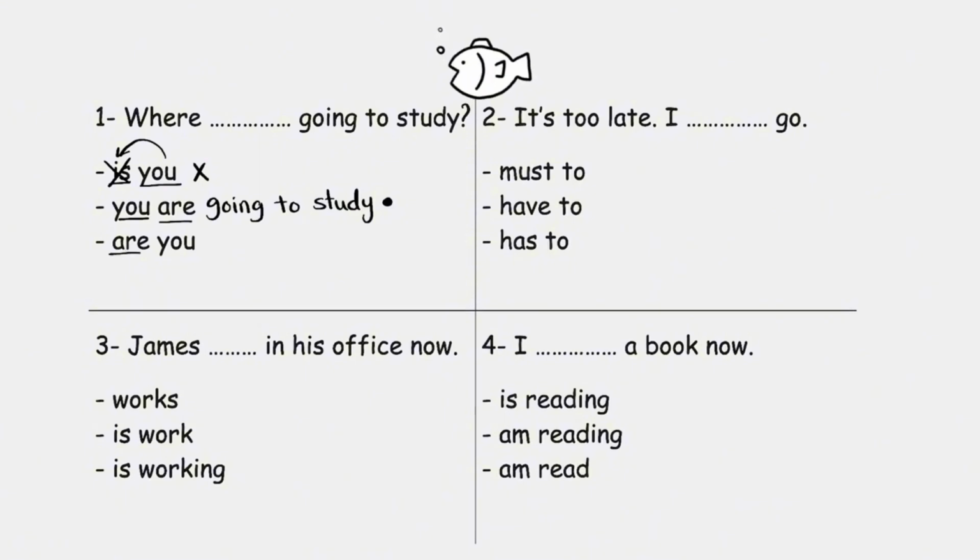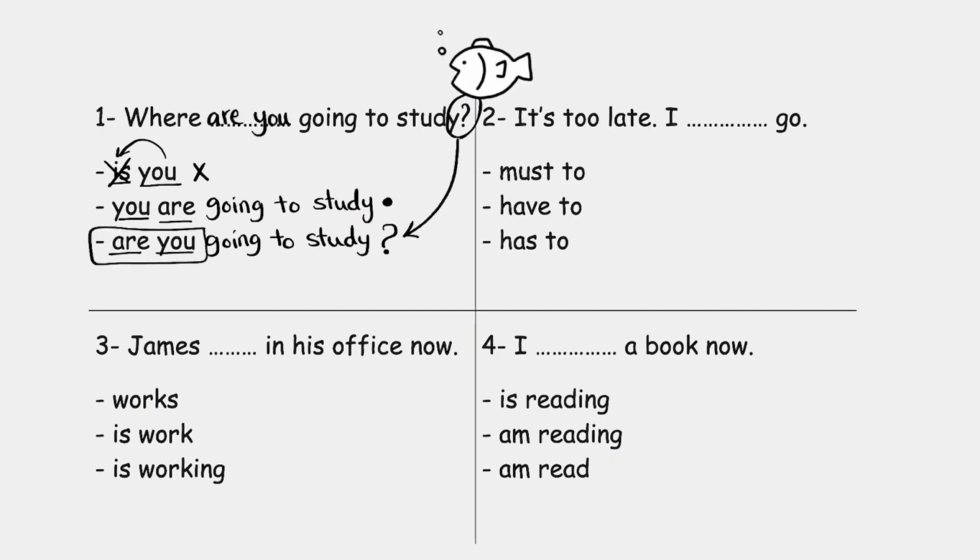In a question, we use are you going to study? And a question mark here. This is a question, so we choose this. Are you? Where are you going to study?